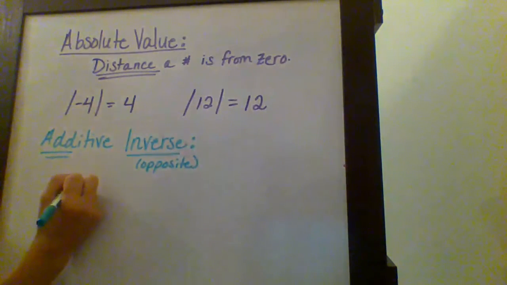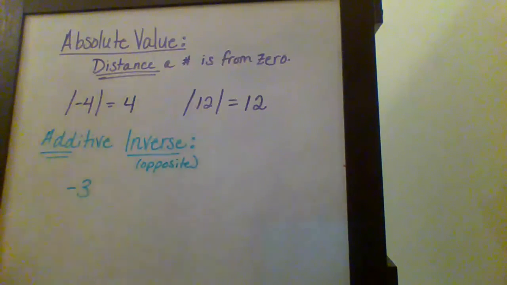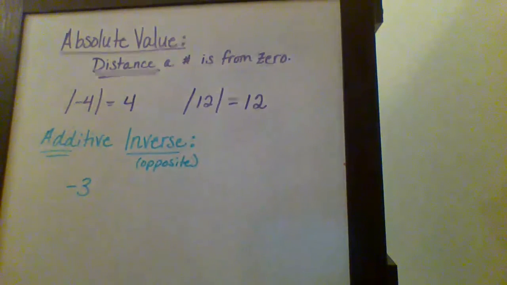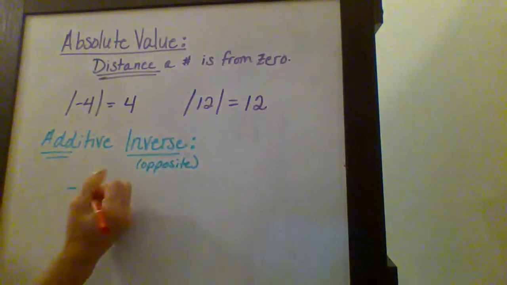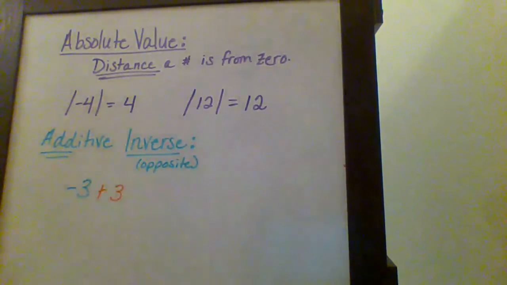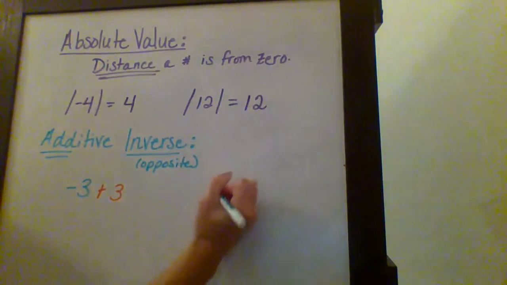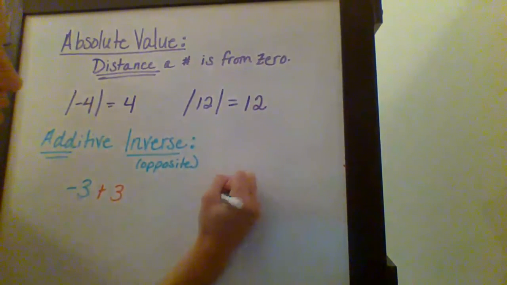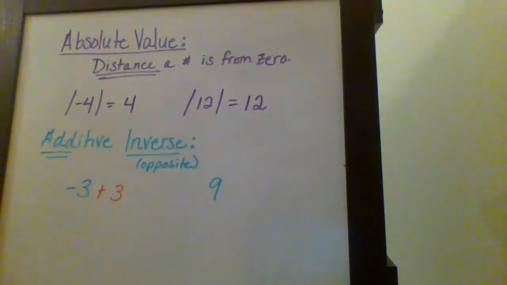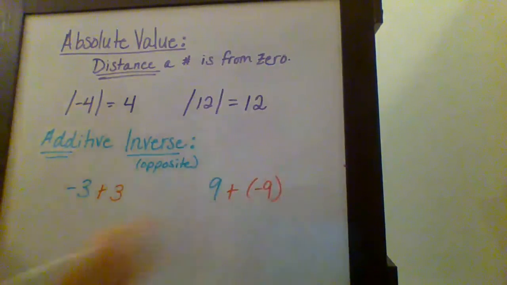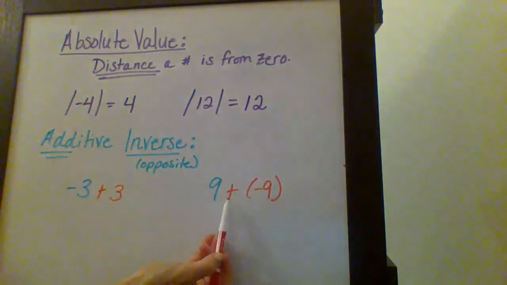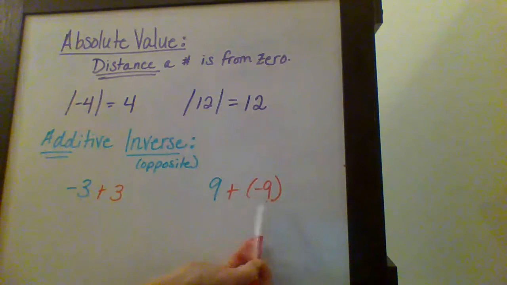So if I had -3, and I said, what's the additive inverse of -3? Technically, the additive inverse would be to add 3. If I said, okay, I have a 9, the additive inverse of 9 would be to add the opposite. So additive inverse, add the opposite. And those are things that are going to be on your quiz.